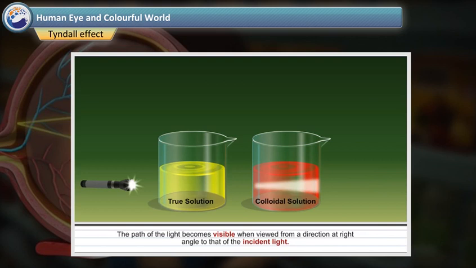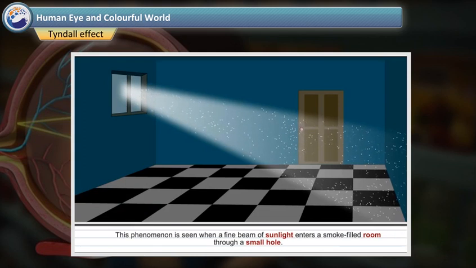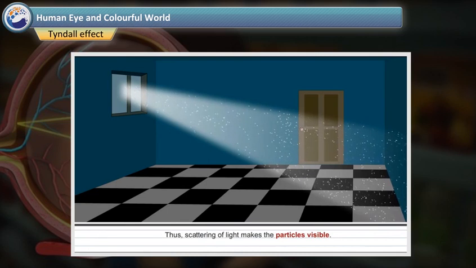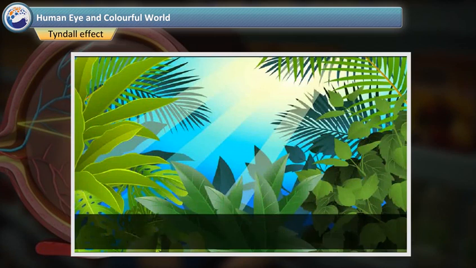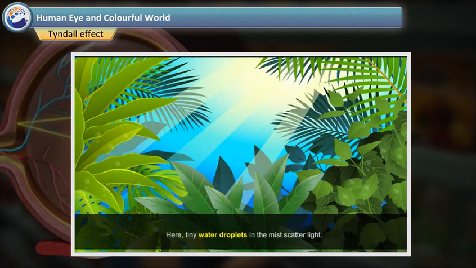The path of the light becomes visible when viewed from a direction at right angle to that of the incident light. This phenomenon is seen when a fine beam of sunlight enters a smoke-filled room through a small hole. Thus, scattering of light makes the particles visible. Tyndall effect can also be observed when sunlight passes through the canopy of a dense forest. Here, tiny water droplets in the mist scatter light.